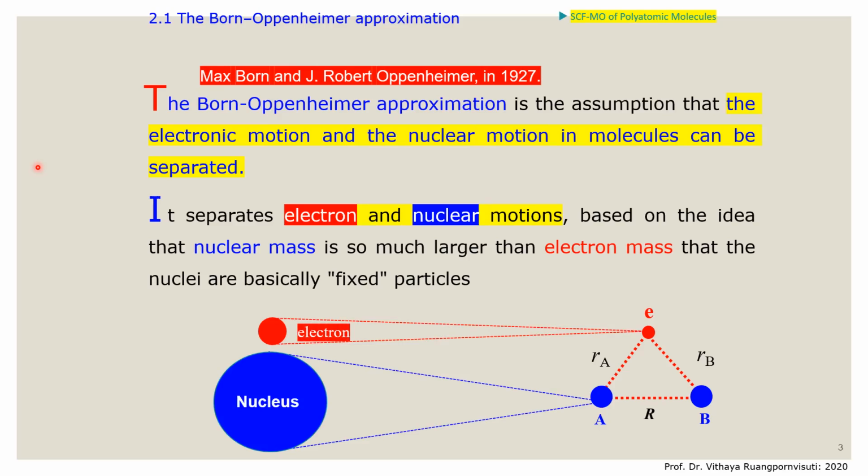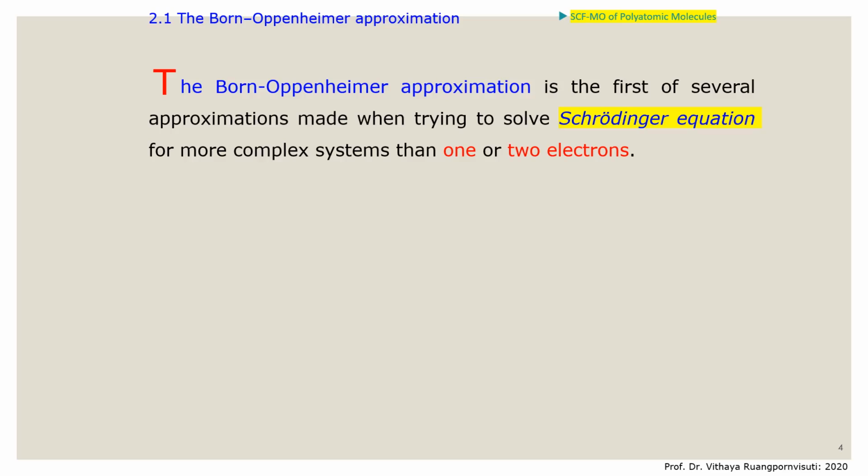For the figure, compare the size of electron and nucleus. The Born-Oppenheimer approximation is the first of the several approximations made when trying to solve the Schrödinger equation for more complex systems than one or two electrons. One electron is the hydrogen atom.